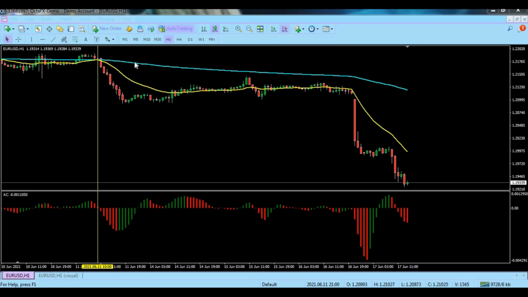First condition is the fast moving average must cross below the slow for a sell order, and the fast moving average must cross above the slow for the buy order. Here the fast is crossing the slow moving average. That is okay. At that time we want to check this accelerator. In the accelerator indicator there are 3 red bars. 1, 2, 3.